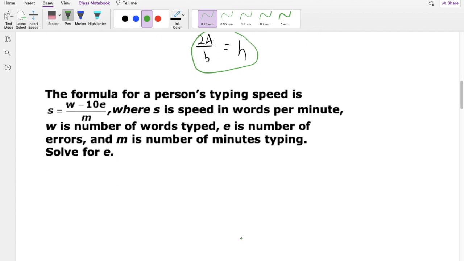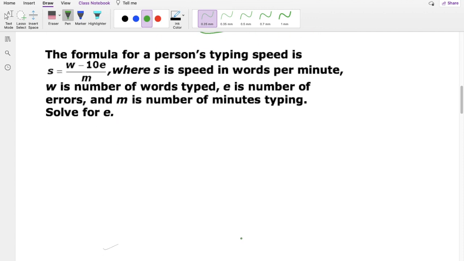Let's look at another example. So this is the formula for a person's typing speed. S represents the words per minute, W is the number of words typed, E is the number of errors that were made, and M is how long it took you to type in minutes. And it is asking us to solve for E.